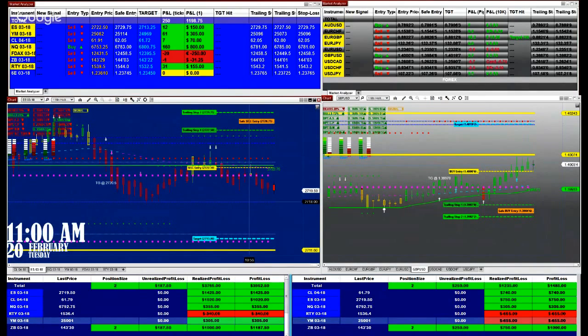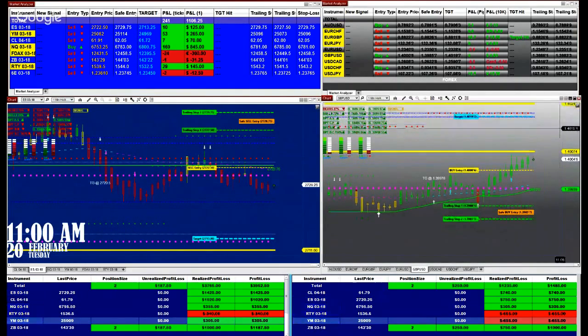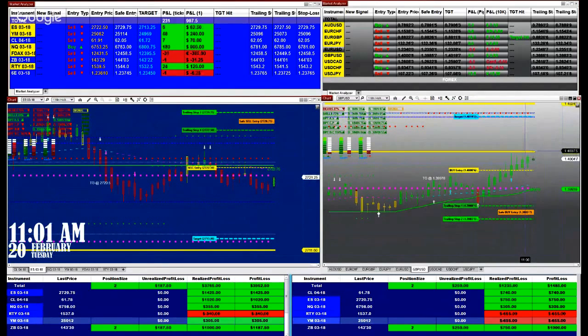At the moment, from the last signal, we have 250 ticks from the last signals on the futures. Keep your eye also on the British pound, trying to break this level, 0075. It looks like it's going to break it right now.